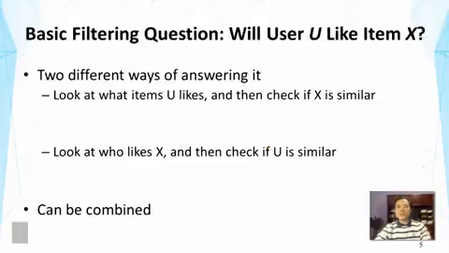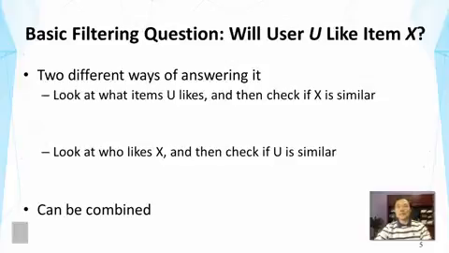So the basic filtering question here is really, will this user like this item? Will you like item X? And there are two ways to answer this question, if you think about it. One is to look at what items you like, and then we can see if X is actually like those items. The other is to look at who likes X, and we can see if this user looks like one of those users, or like most of those users. And these strategies can be combined.